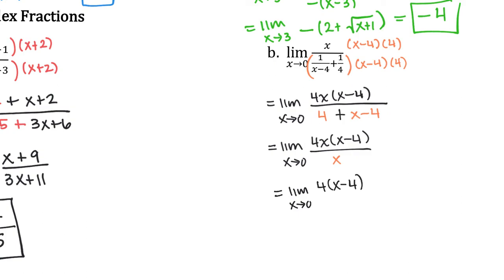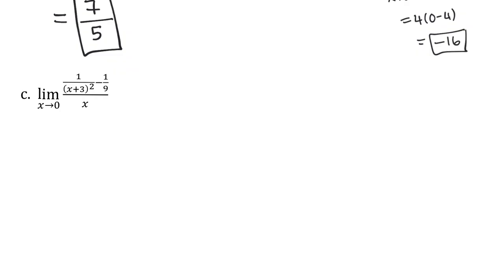Okay, now I can do direct substitution. If I do direct substitution, that's going to be 4 times 0 minus 4, so 4 times -4, -16, which is a great answer. I'm going to go ahead and do one more just for practice. Okay, and again, it's just a complex fraction. It will be 0 over 0, which is problematic.